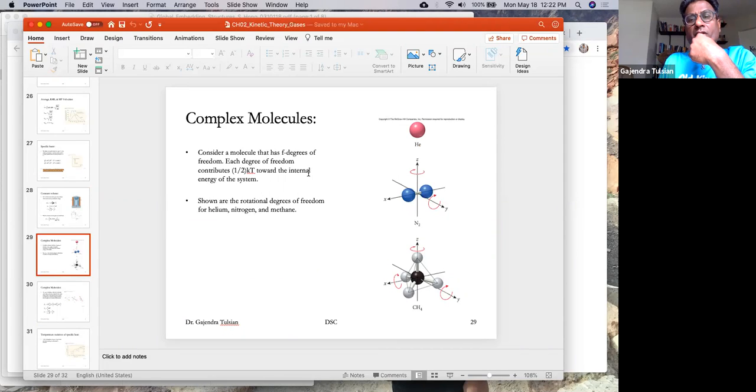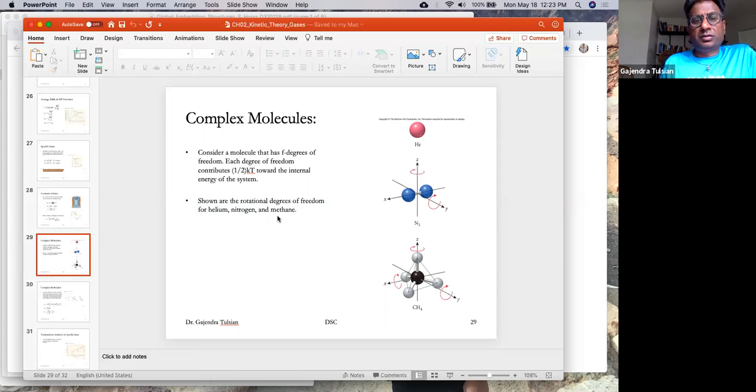So now we'll consider a molecule with F degrees of freedom. Like I said, this one can have only 3 degrees of freedom, this one has 5, and this one has 6. This is when the vibrational degrees of freedom are not excited. When the vibrational degrees of freedom are in play as well, then this one will have 7 degrees of freedom. This molecule can vibrate like that, that molecule can vibrate like that. So that is F degrees of freedom. Each degree of freedom contributes 1/2 kT towards the energy.